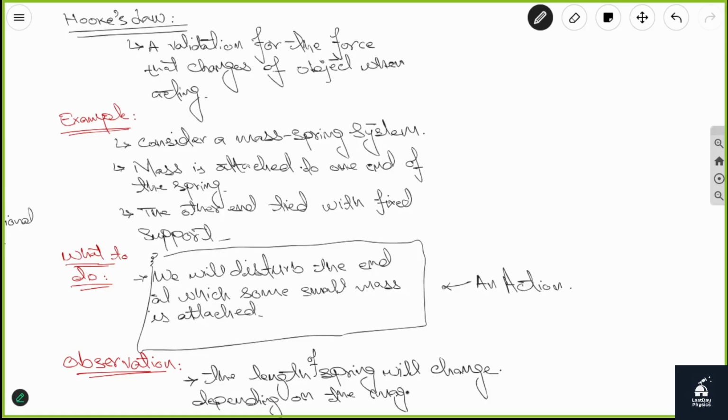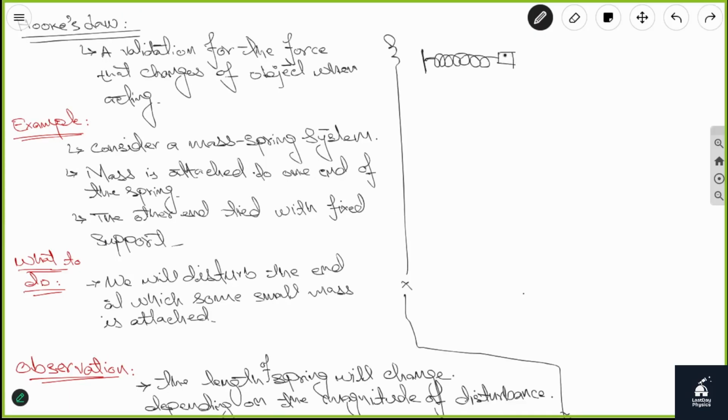Magnitude of disturbance. So we have attached a small mass at one end and the other end of the spring was fixed. So what you would observe, or what to observe, this is the wall.